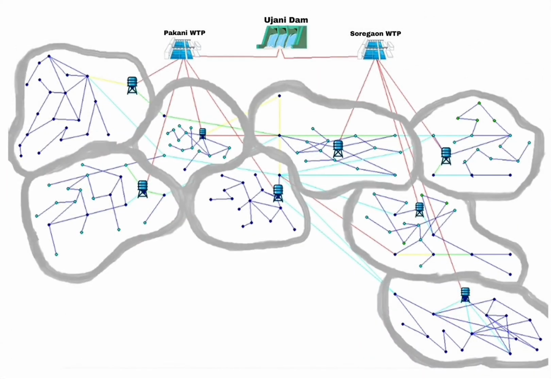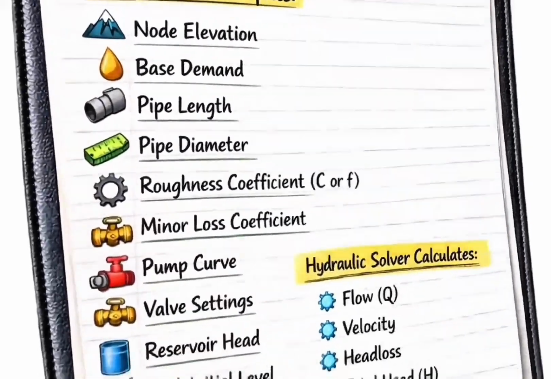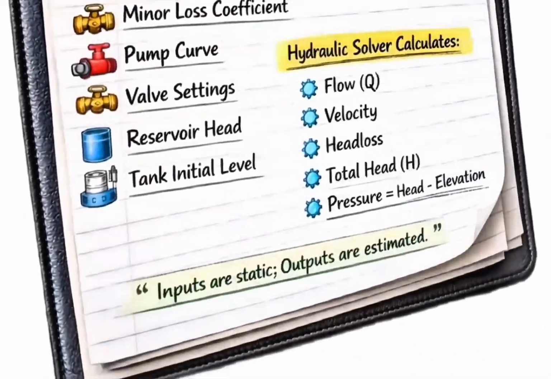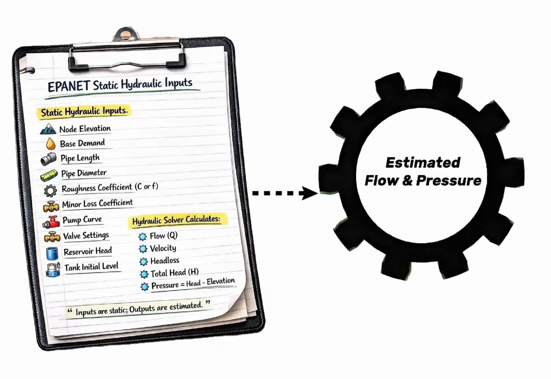For zones without sensors, we developed a calibrated hydraulic model using EPANET. This model digitally replicates Solapur's water distribution network. The model incorporates static hydraulic parameters such as base demand, pipe length and diameter, pump characteristics, and tank levels. Using these inputs, the system estimates flow and pressure values across the network.